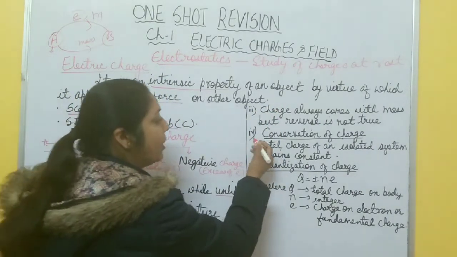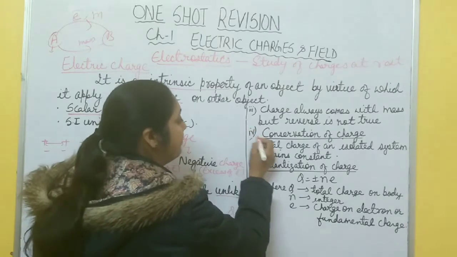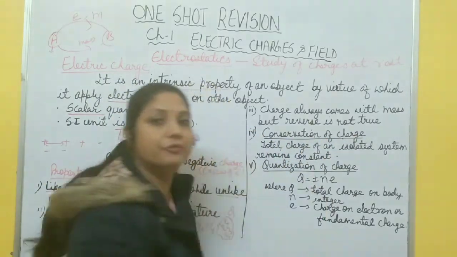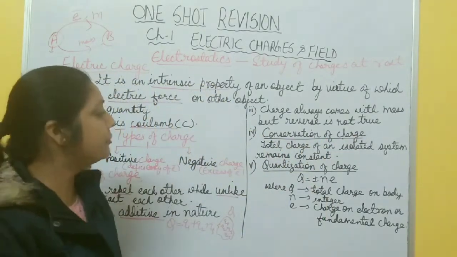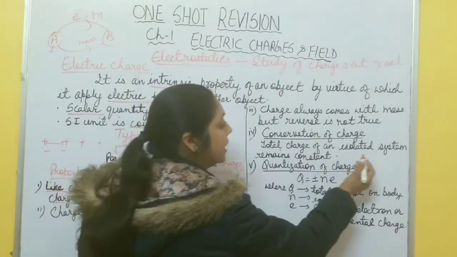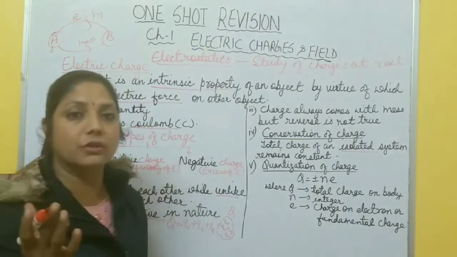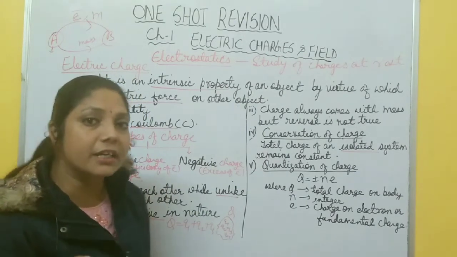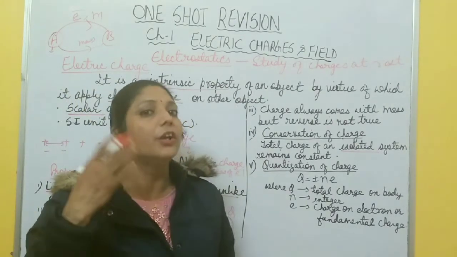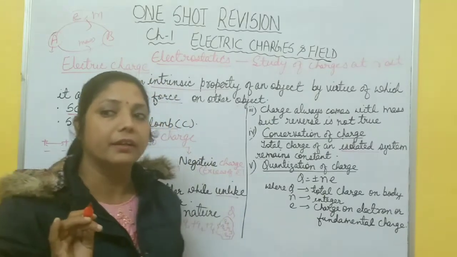Now the next important property, which is very important, is conservation of charge. Conservation of charge means the total charge of an isolated system always remains constant. It means charge can neither be created nor be destroyed, right?